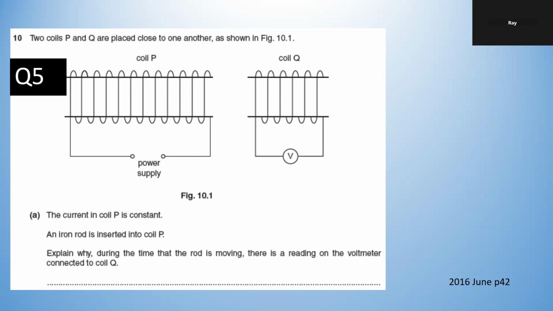Two coils P and Q are placed close to one another as shown in figure 10.1. The current in coil P is constant. The iron rod is inserted into the coil P. Explain why, during the time the rod is moving, there's a reading on the voltmeter connected to coil Q. If you insert an iron rod as it moves, you can see the induced EMF in the voltmeter. Explain why.